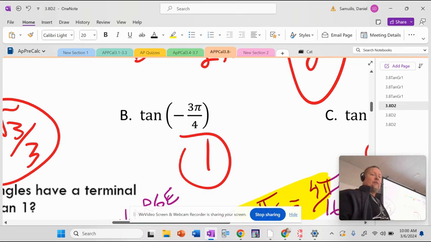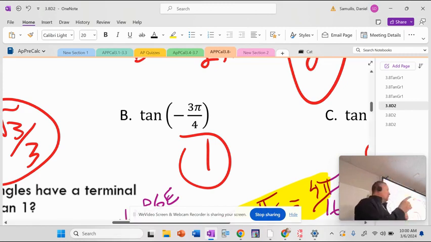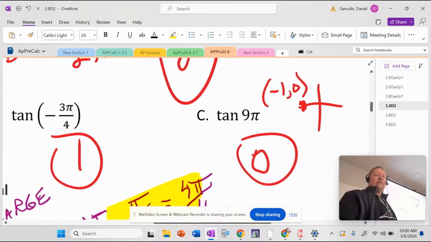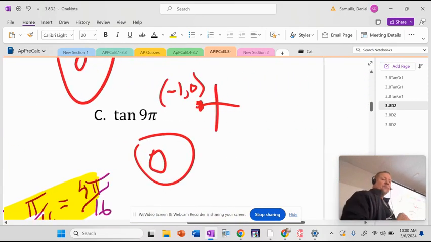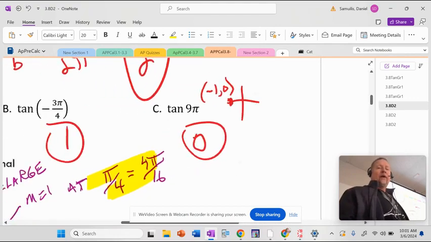A negative 3 pi over 4 is in quadrant 3. Always tan and cotan of over 4s is 1 because it's a 45, 45, 90. 1, 1, root 2. You guys remember those? And it's 1 over 1 for tan, y over x. And then I just made a quick sketch for 9 pi. At 9 pi, that lands where pi is, basically. Negative 1, 0, and it's 0 over negative 1, y over x.